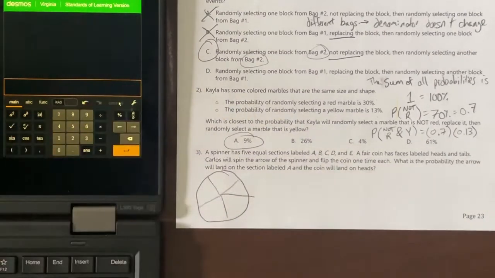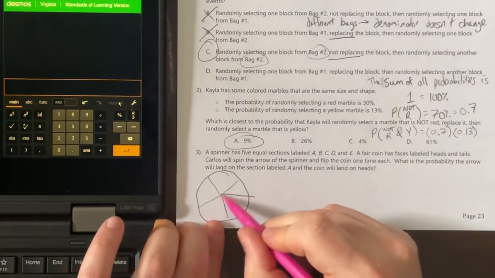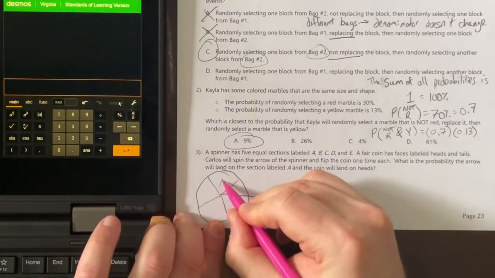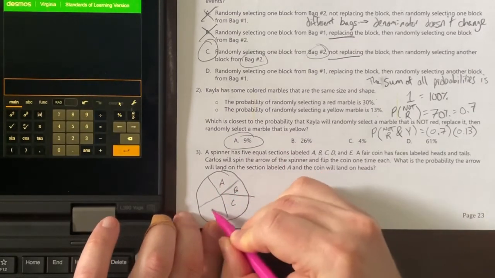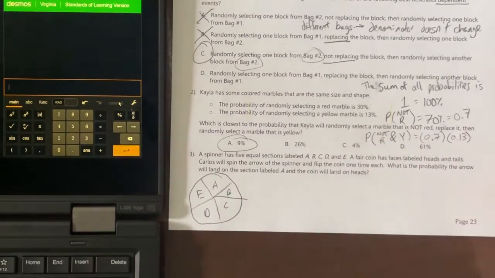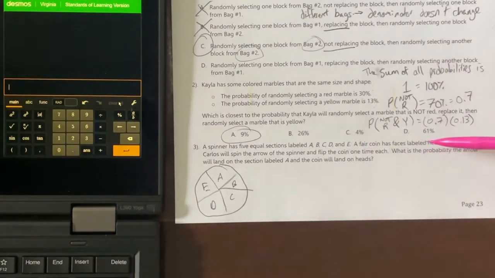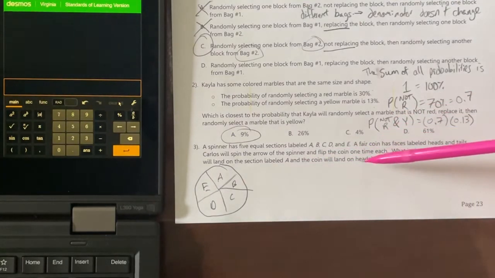Something like this, maybe. Again, not drawn to scale, but you can at least imagine it. Again, these should be equal, but that's okay. So let's say these are all equal. And then it has a fair coin labeled heads and tails. Carlos spins the arrow on the spinner and flips the coin 1 time each. What is the probability the arrow will land on a section labeled A, and the coin will land on heads?